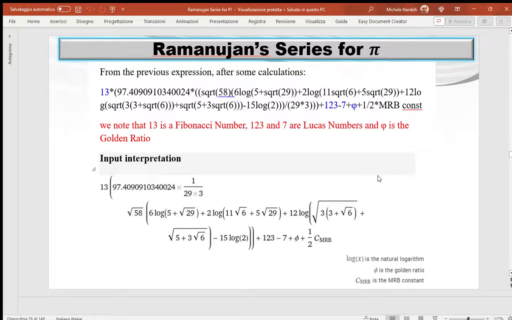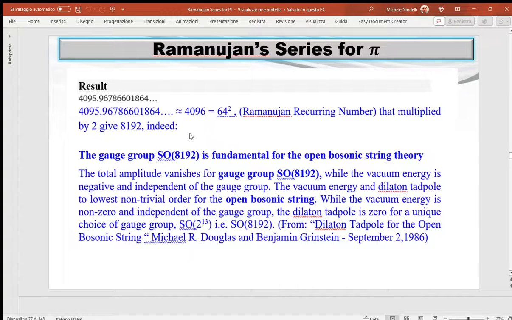Now, from the previous expression, after some calculation, we obtain the following new expression. We note that 13 is a Fibonacci number, 123 and 7 are Lucas numbers, and phi is the golden ratio. This is the new expression, from which we obtain the following result.